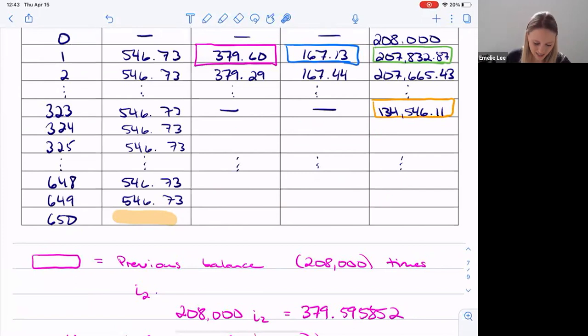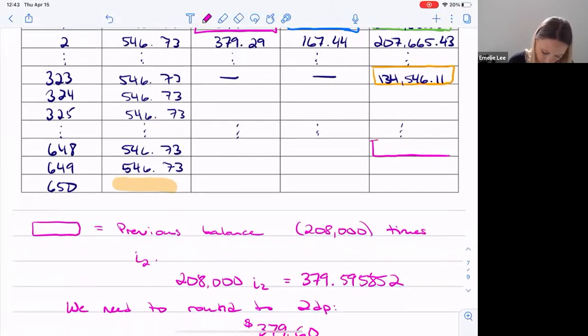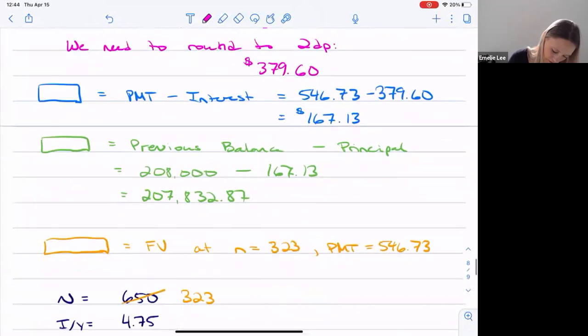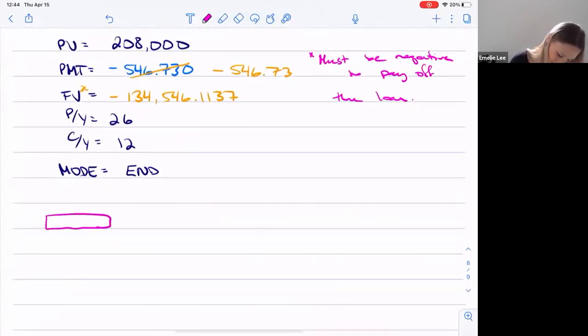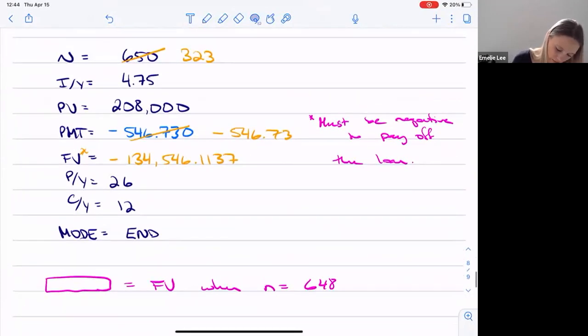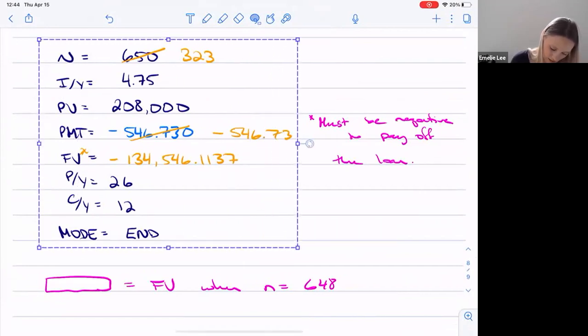Same idea here, right? This amount is going to be, I'll do it in pink here, the starting point. So now if you look at how this is set up versus how the last two payments are set up, they're the exact same, right? And so here, this is my future value when n is 648. I don't have very many colors to choose from, so I like to use pink, but this is the future value when n is 648. So again, I'm going to copy this and make the changes that I need.